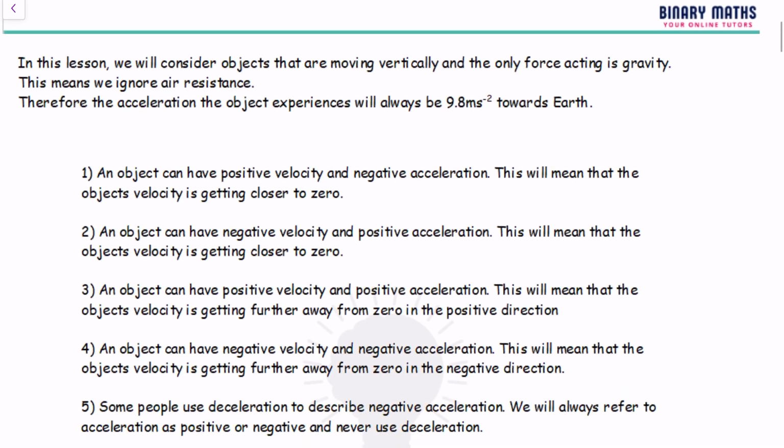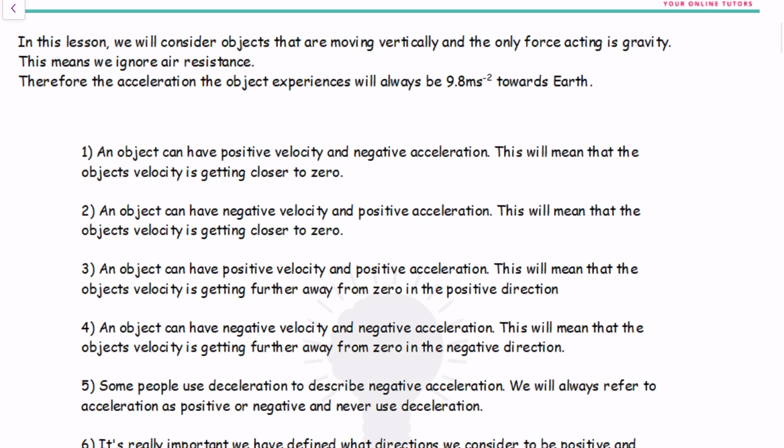In this lesson, we will consider objects that are moving vertically and the only force acting is gravity. This means we ignore air resistance. Therefore, the acceleration the object experiences will always be 9.8 meters per second squared towards Earth.